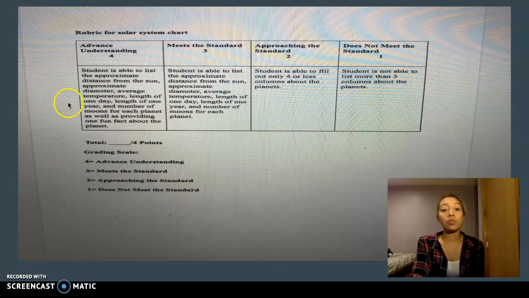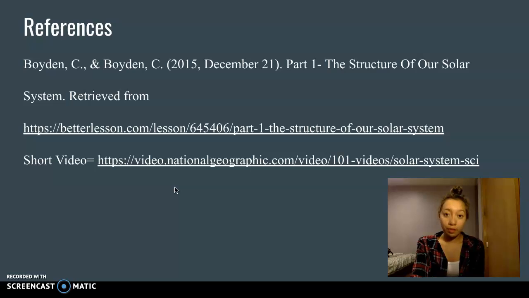And then right here is the rubric, 4 being the highest, 1 being the lowest. 4 is advanced understanding, 3 meets the standard, 2 would be approaching the standard, and then 1 does not meet the standard. And here are my references.